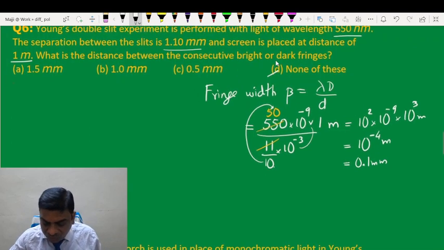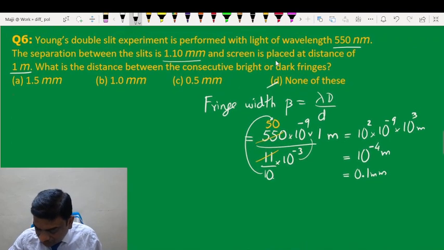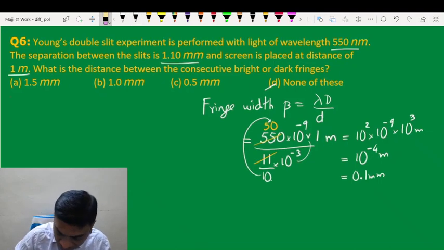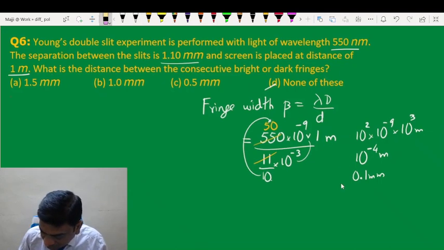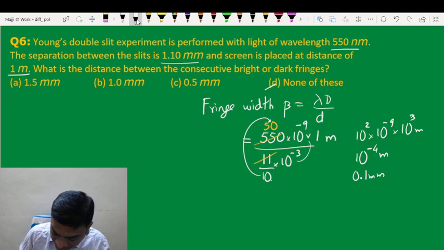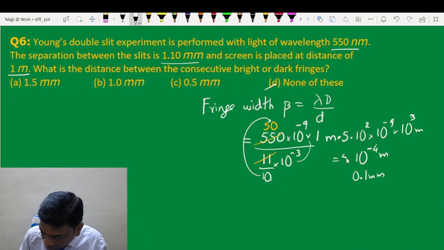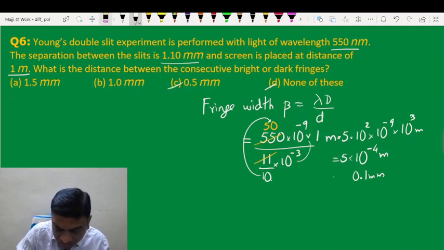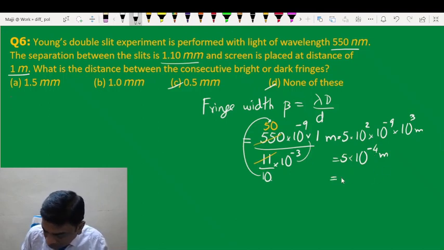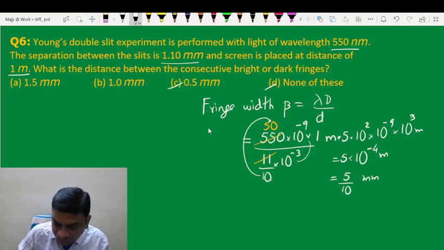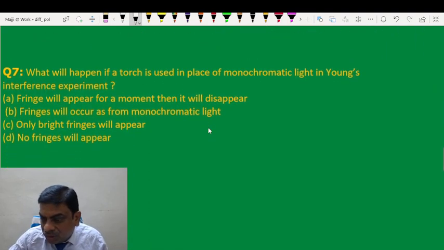We have to be very careful, students. Okay. No. I'm sorry. 5. I have missed 5. I'm sorry. This 5 is there. So 5. Okay. So 0.5. C option will be the correct option. So this is 5 upon 10 millimeter. So 0.5 millimeter.